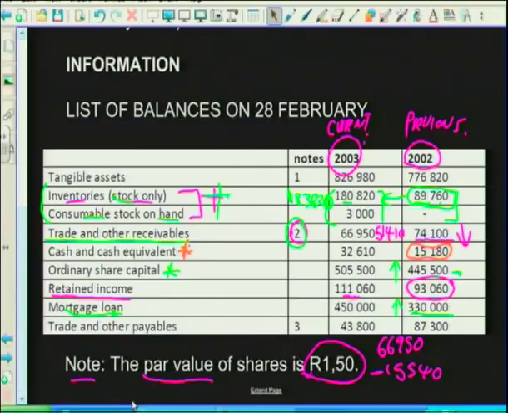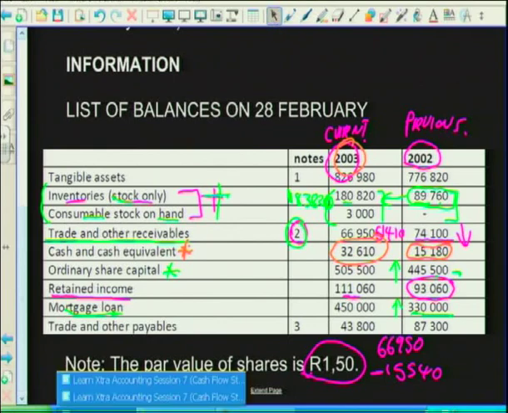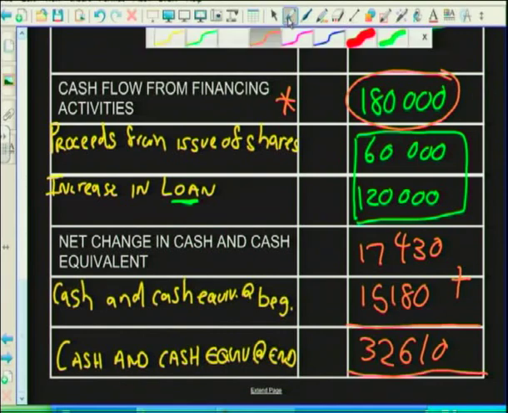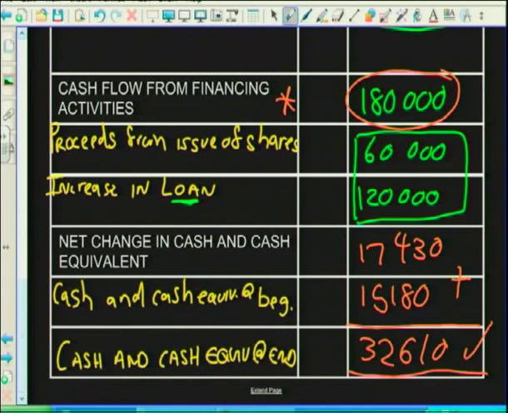Yes, we can. We can go to our information. If I had to ask, what was your cash and cash equivalent at the end of 2003? There's that amount, 32,610, which obviously agrees with my statement. So I know that I've obviously not made a mistake.